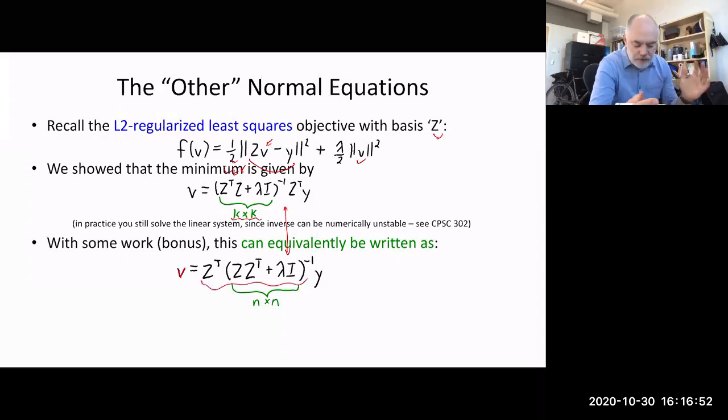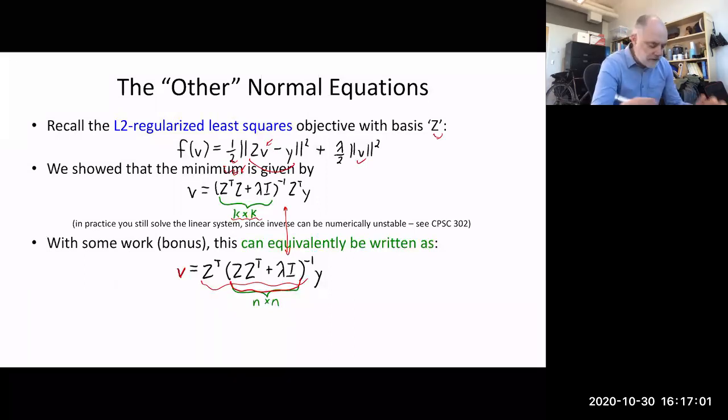A solution to the least squares problem also looks like this, where this matrix now is n by n. So you can do the algebra yourself. I'm not going to do the algebra. The point is that they're equivalent, and it's just a reshuffling of the matrices and their inversions and that sort of stuff. And inside there is this n by n term.